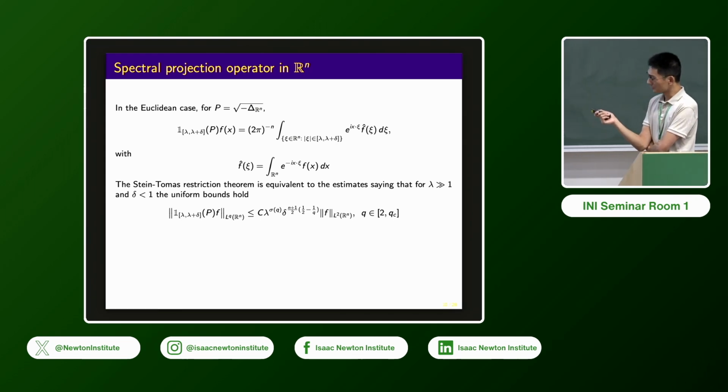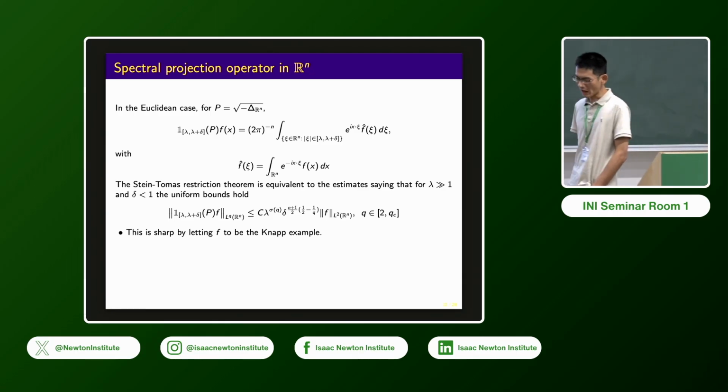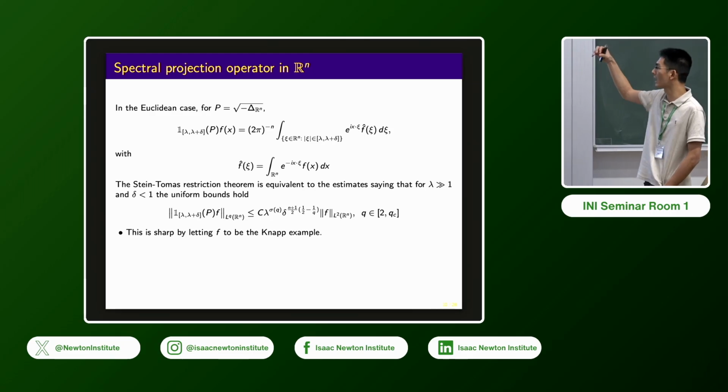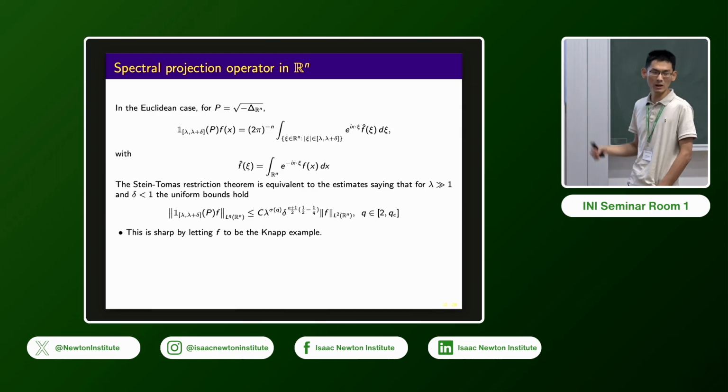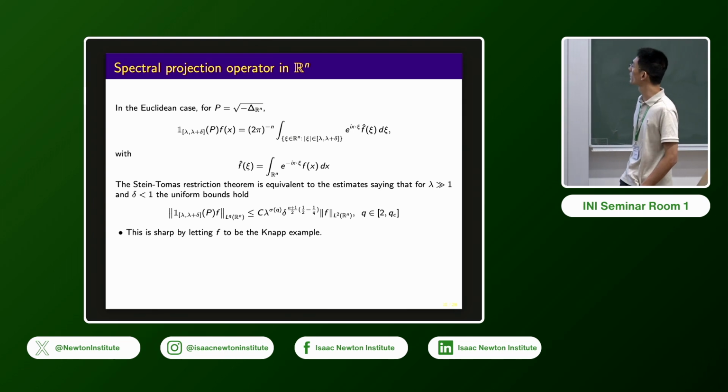Actually, the interpolation between 2 and q_c is the best power we can get. So there is a so-called Knapp example that shows that this estimate is sharp for q between 2 and q_c. And the Knapp example is a function whose Fourier transform lives in a rectangle. And this is the biggest rectangle that can live within an annulus of width delta.